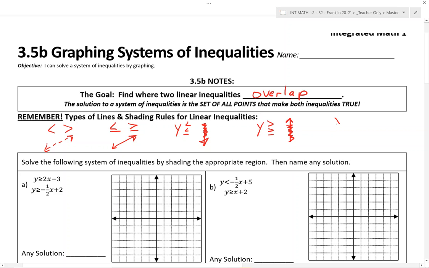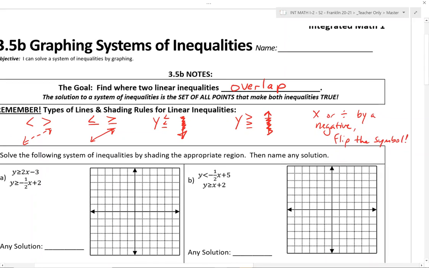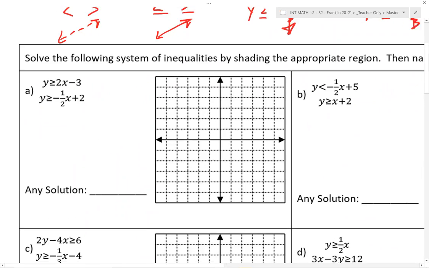Also, don't forget, if you multiply or divide by a negative when you're solving the inequality, you need to flip the symbol. Okay, so don't forget all these rules for inequalities. They all still apply. Okay, so let's practice one.